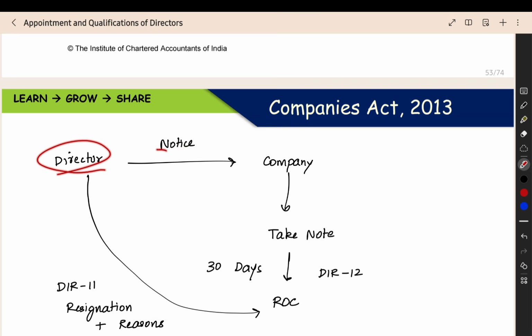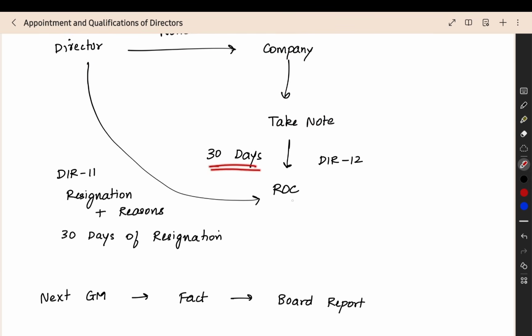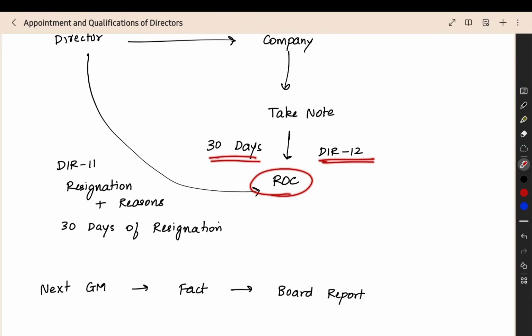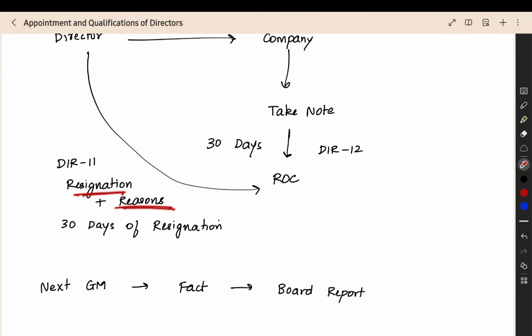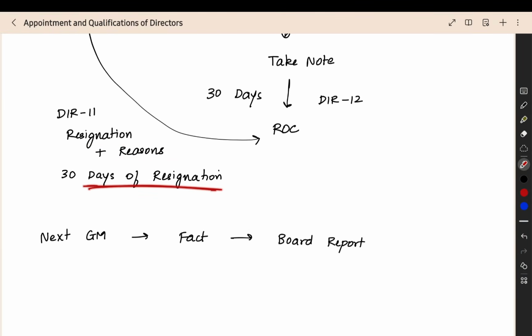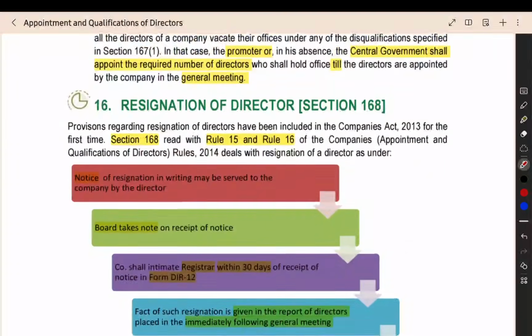First, the director will send the notice to the company. The company will take note. Then within 30 days, it will send it to ROC in form DIR 12. After that, the director should finally send one DIR 11 form. In that, the resignation should be written, and the reasons for resignation should also be there. Within 30 days of resignation, they have to send it to the ROC. Then, in the next general meeting, the fact of this resignation should be noted in the board's report. So that's all about resignation of director.